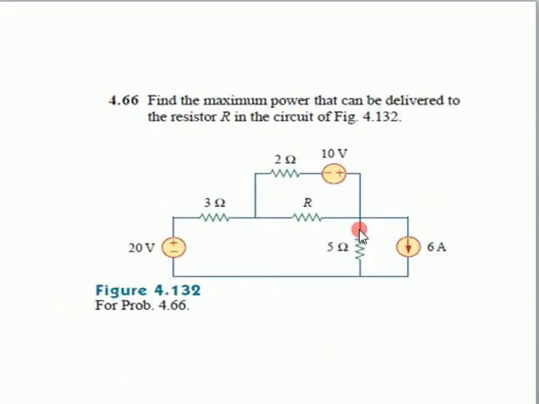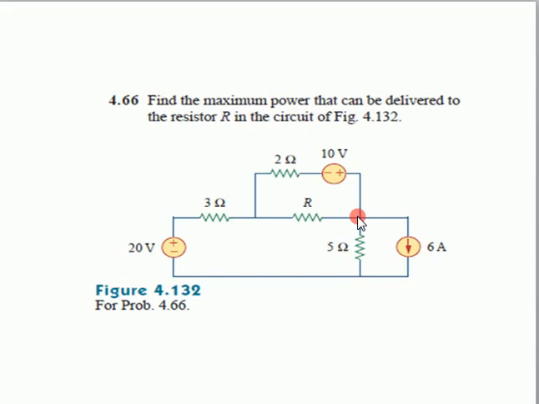Now this is a question from the exercise, in which we have to find out the maximum power that can be delivered to the resistor R. So it means we are having the terminals AB here. Here is the R, and let's suppose the AB terminals are here. So in order to find out the maximum power, Pmax is equal to VThevenin square over 4 RThevenin. So we need to find out the values of RThevenin and VThevenin.